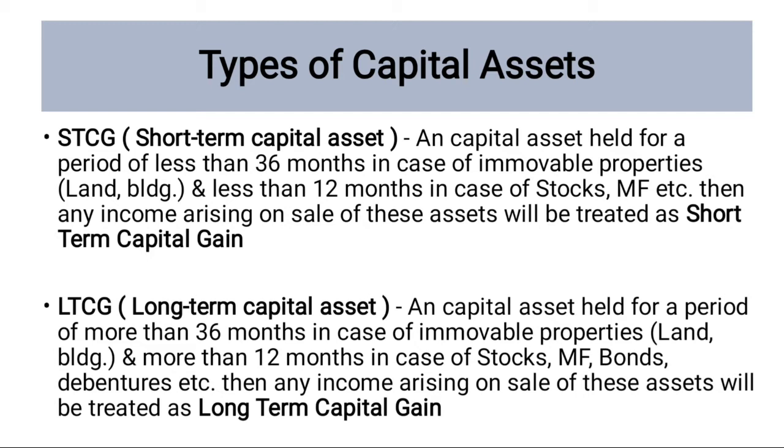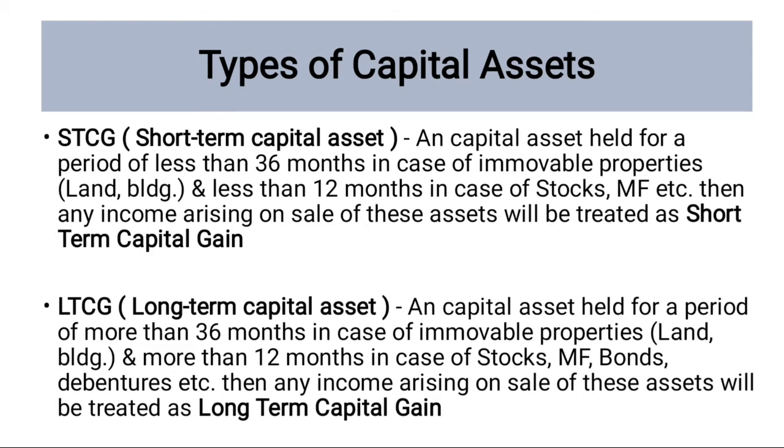First is the short term capital asset. If you purchase some capital asset and hold it for a period of less than 36 months, that is less than 3 years in case of immovable property, and you sell that asset within 36 months, then any capital gain arising will be termed as short term capital gain. But in case of shares, mutual funds, bonds, etc., other than immovable property, if you hold for less than 1 year, that is 12 months, then short term capital gain will arise.